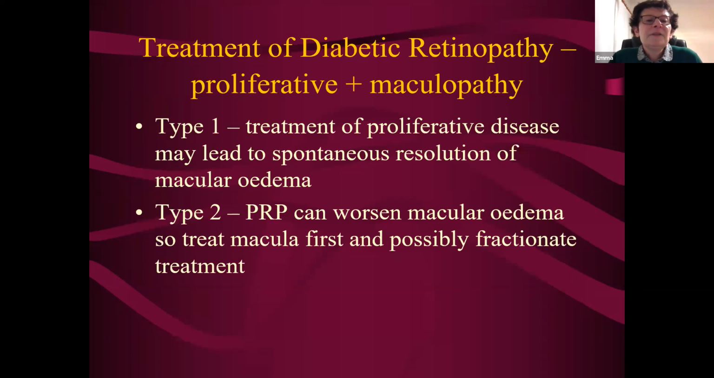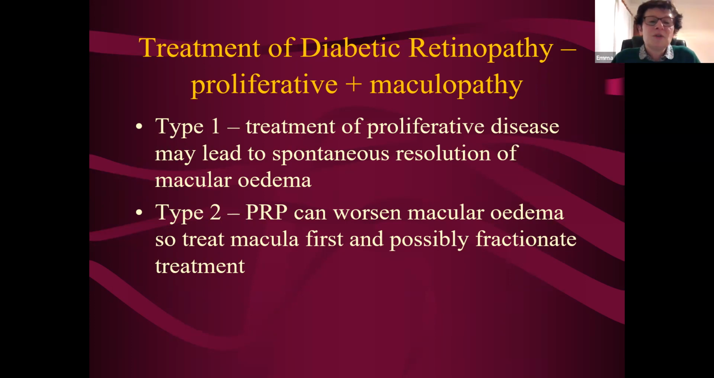So the two types of diabetes do vary slightly. In a type 1 diabetic, if you treat the proliferative disease, it may lead to spontaneous resolution of the macular edema. Now, the type 1s tend to be younger, and laser is a destructive treatment. You're burning the retina. So in a type 1, if you treat the proliferative disease and reduce the ischemic drive, you can get a spontaneous resolution of macular edema, depending on how gross the macular edema is at the start.